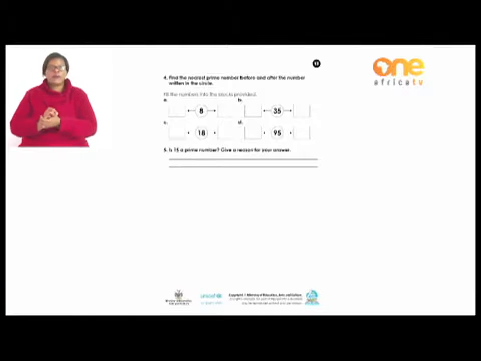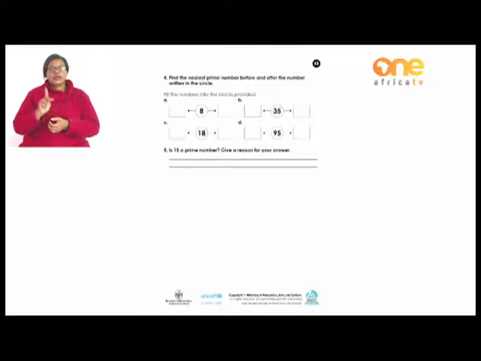So now that I've given you an idea on how to do A, I'm sure you'll be able to do the rest. So for B, you do for 35, C you do for 18, and then D you do for 95.